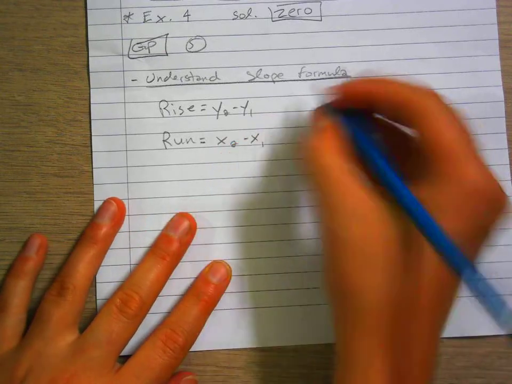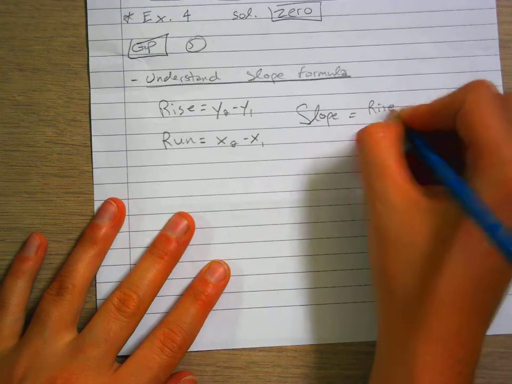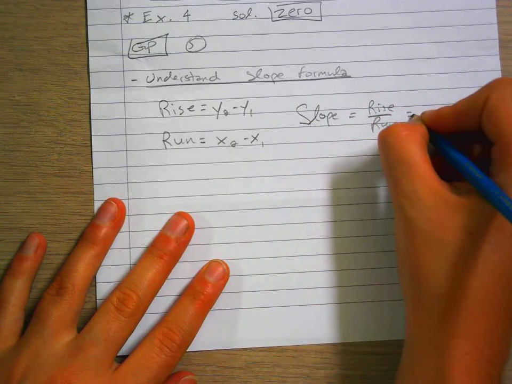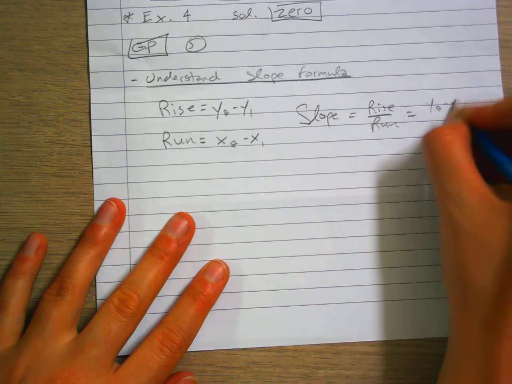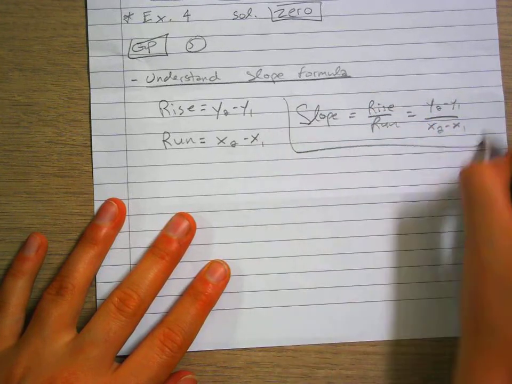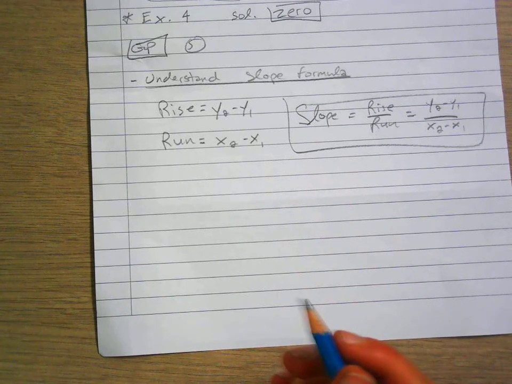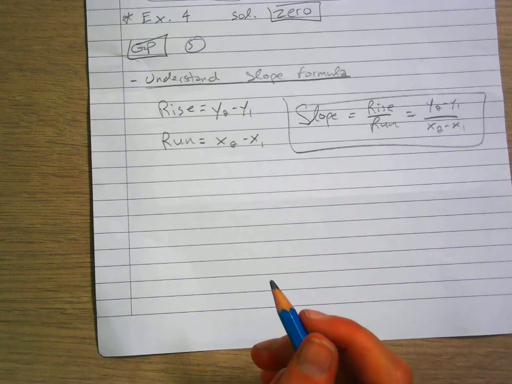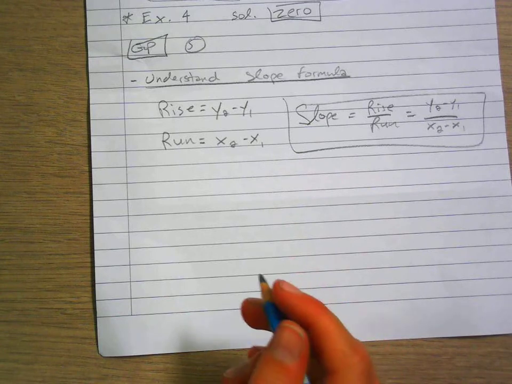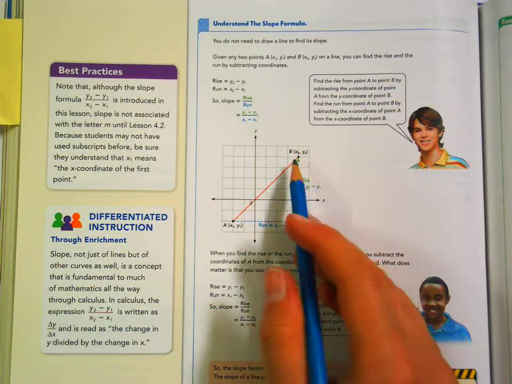So slope equals rise over run, which is going to equal y2 minus y1 over x2 minus x1. It's very important to use this formula because you won't always have to actually draw out the line. So in our problem here in the book, this is point A, it's x1 and y1. Point B is x2 and y2.